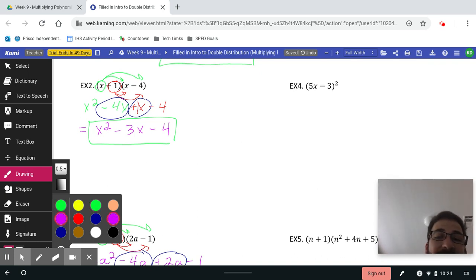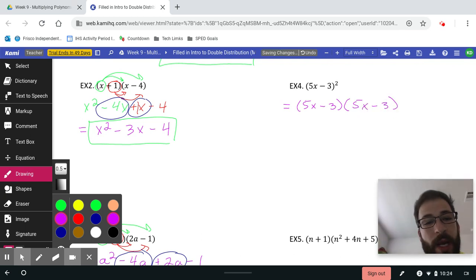So this is the same as, because I'm squaring something, a square means to multiply something by itself. So 5x minus 3 squared is the exact same thing as 5x minus 3 times 5x minus 3. So anytime we have a square or a cube or something like that, it just means to multiply that base that many times. So we're multiplying our base 2 times, and we have 2 sets of the base. So 5x minus 3 and 5x minus 3.